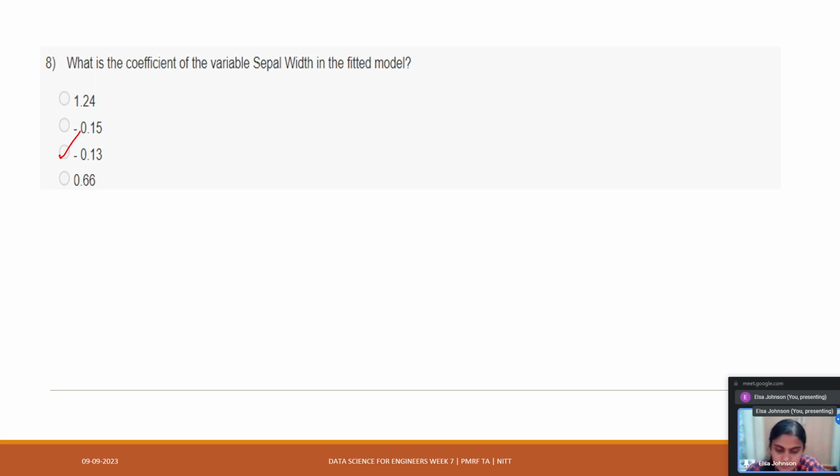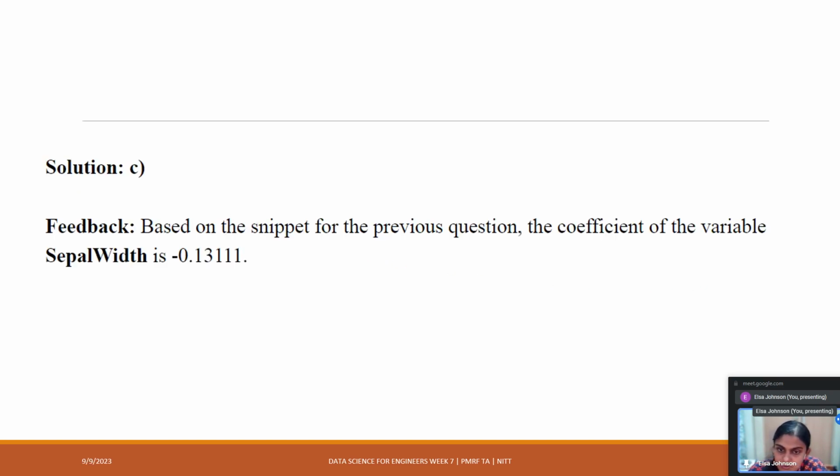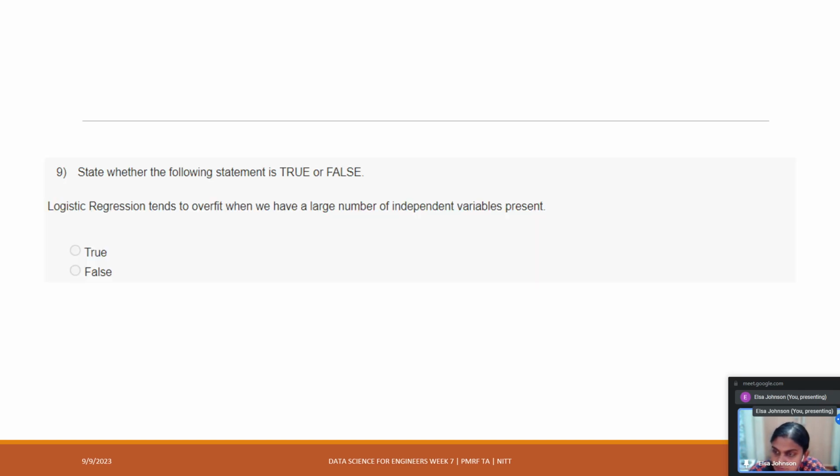Now, based on the snippet in the previous question, the coefficient of the variable sepal width is minus 0.13111. Now state whether the following statement is true or false: logistic regression tends to overfit when we have a large number of independent variables present. Is it true or false?